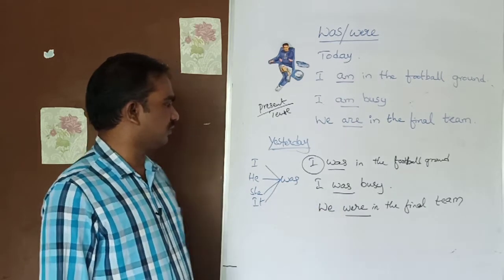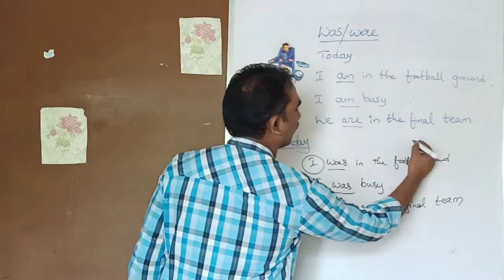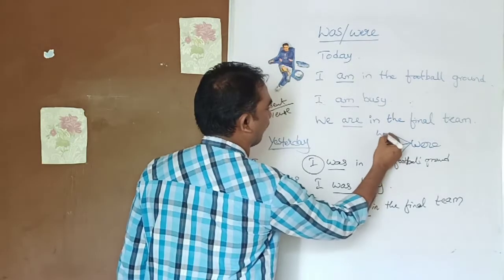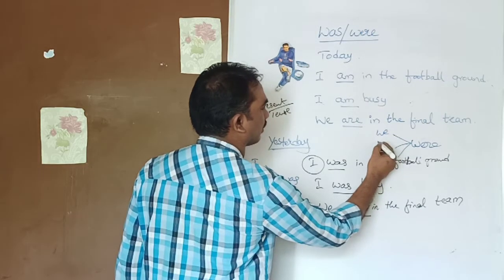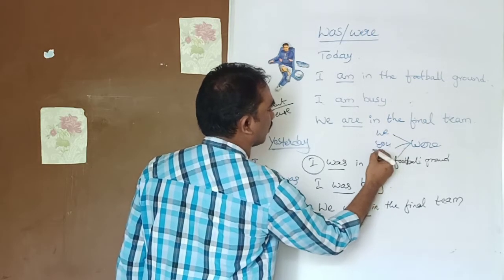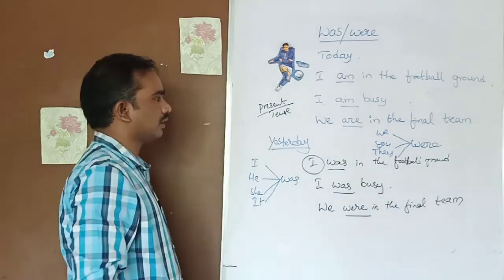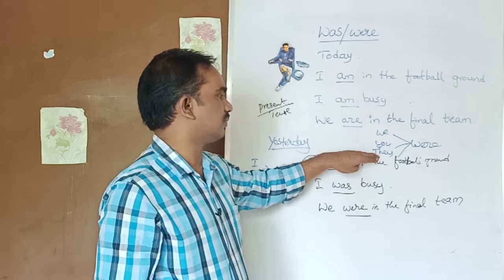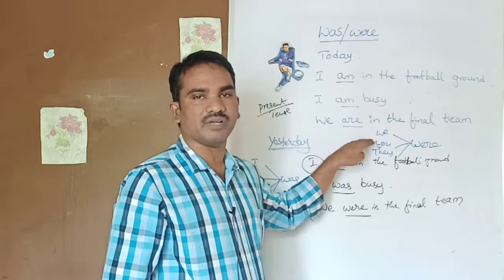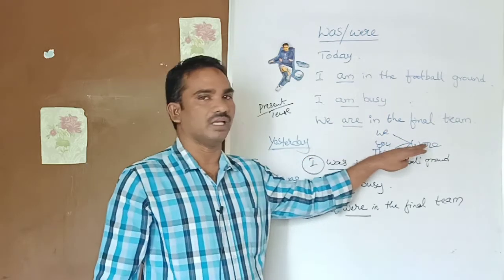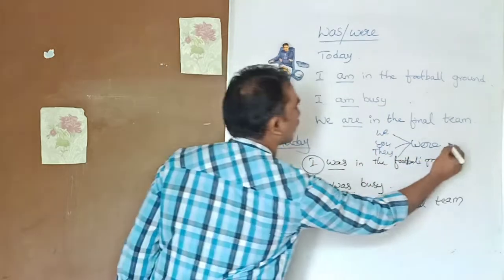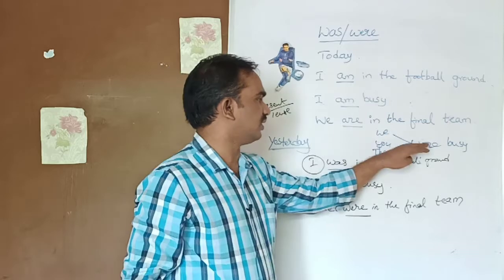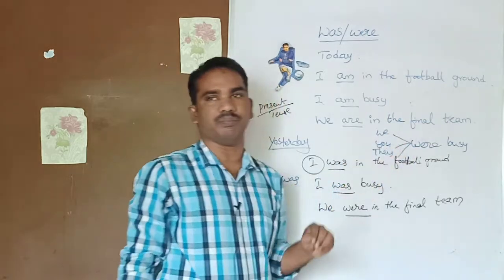So where do we use were? You guys see, were is used with subjects like we, you, they. So this is the first person pronoun, second person pronoun, third person pronoun. And you is always considered as a plural in English. So we were busy. We were in the football ground. You were busy. They were busy.